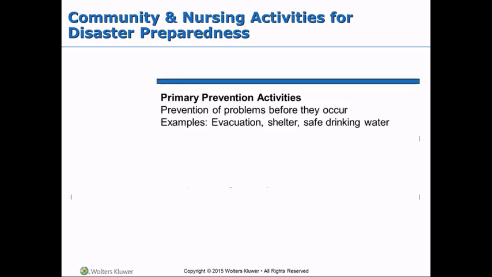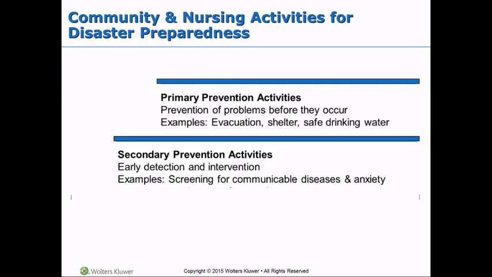As in any community health paradigm, the levels of prevention can be applied in disaster preparedness. At the primary prevention level, evacuation before a major storm, providing shelter to community members who are displaced by the storm, and stocking up on safe drinking water are activities that will help mitigate the effects of the disaster.